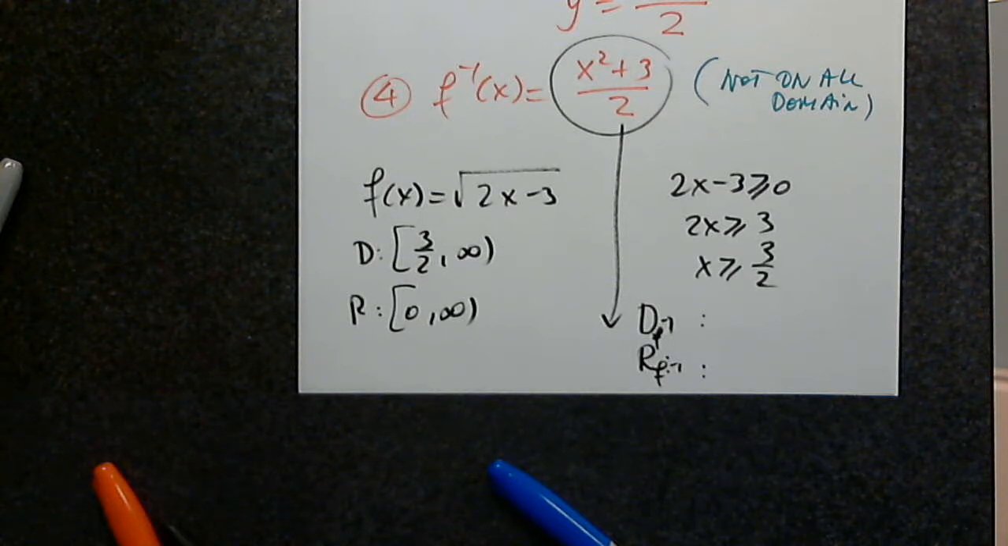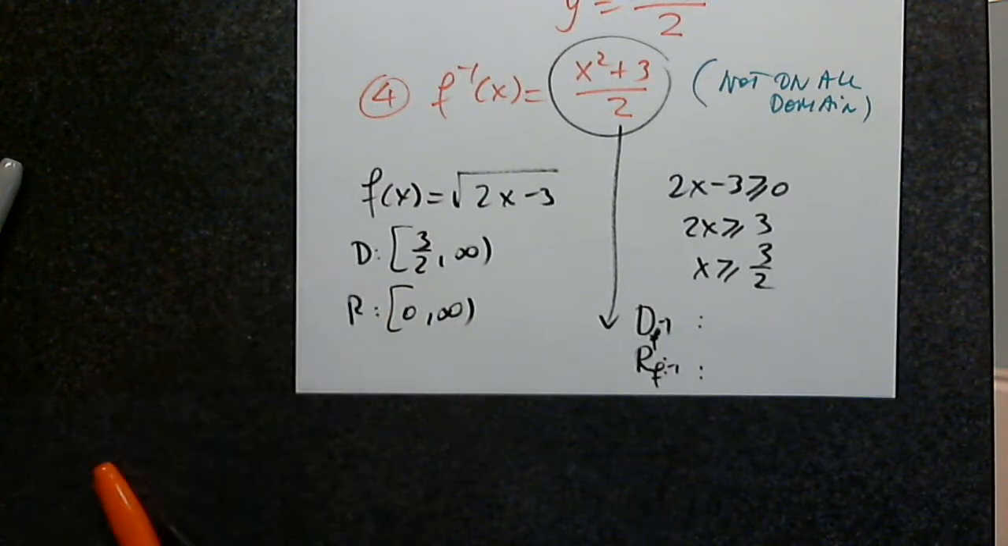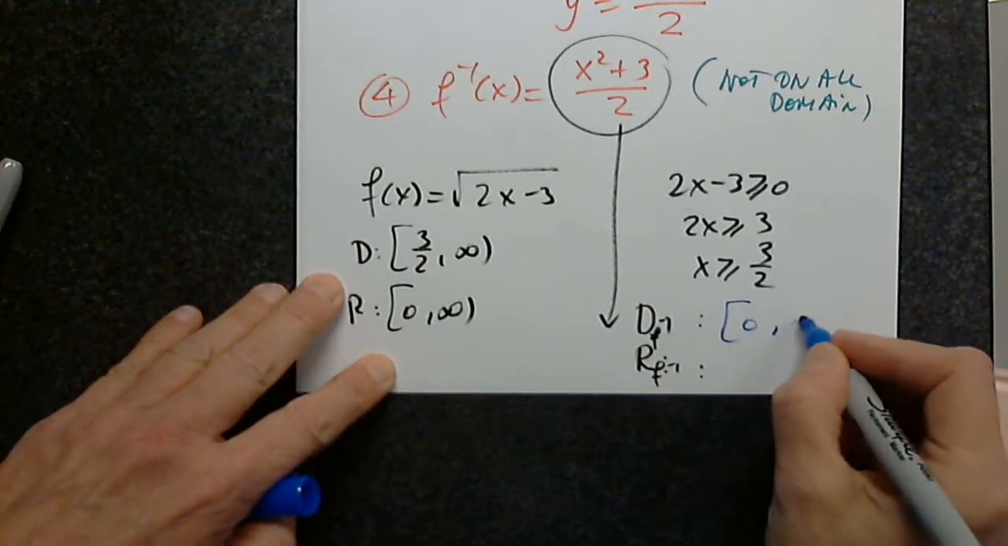What is the domain of the inverse function? It's 0 to infinity. The function takes 3/2 to infinity to 0 to infinity. What does the inverse function do? It has to start here, so 0 to infinity. Exactly, that's why we determine these. So it's the reverse.